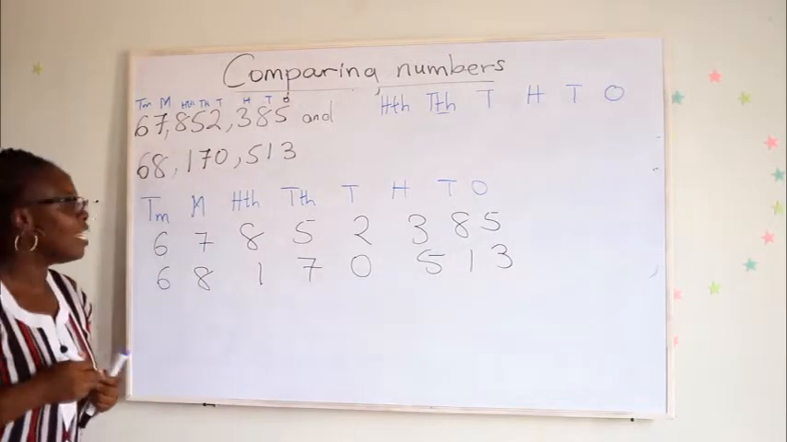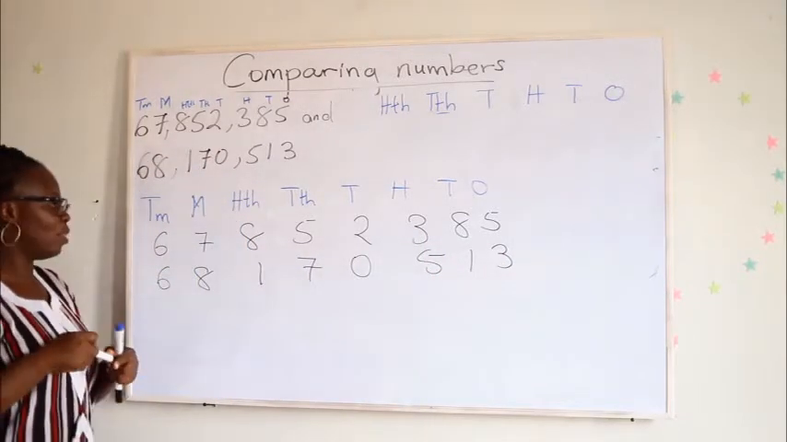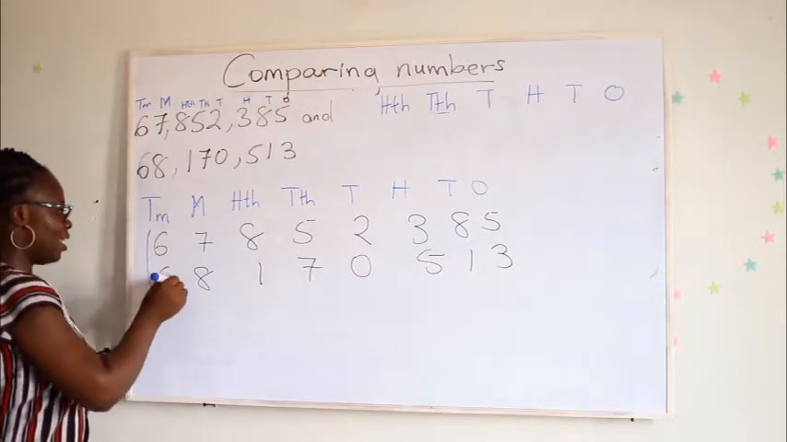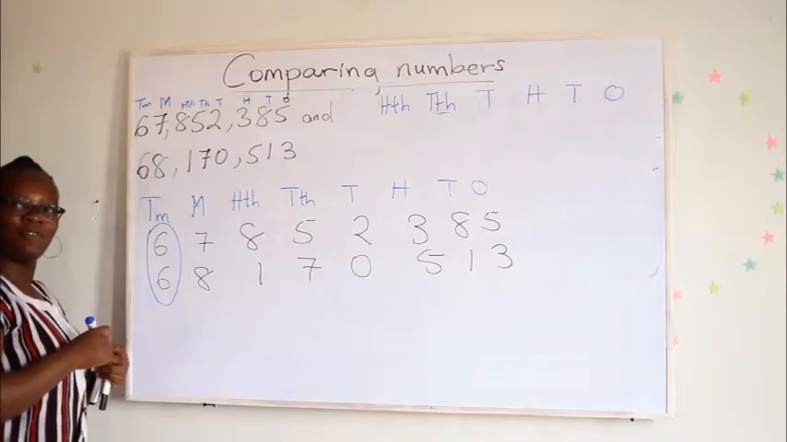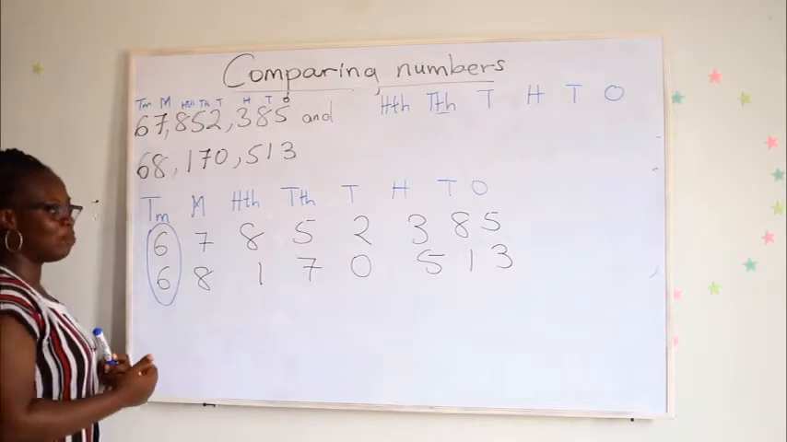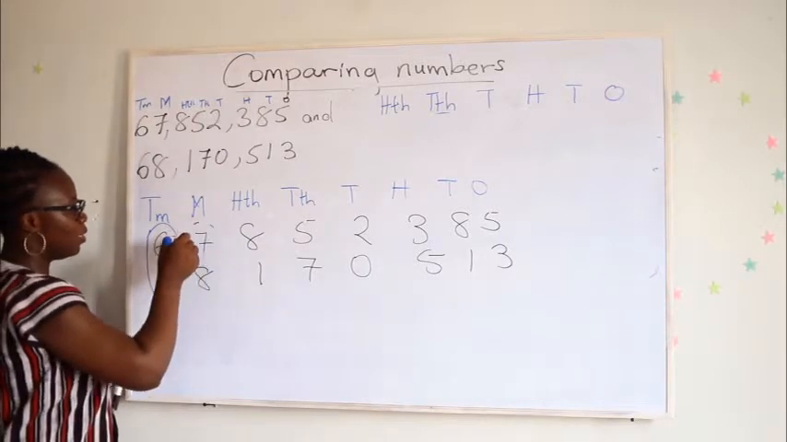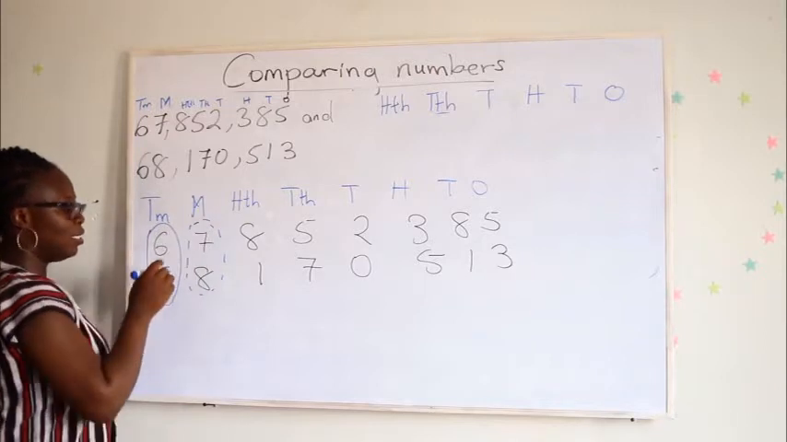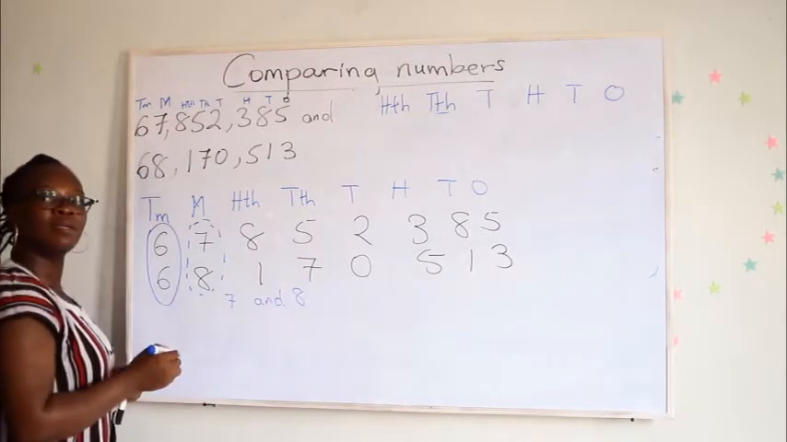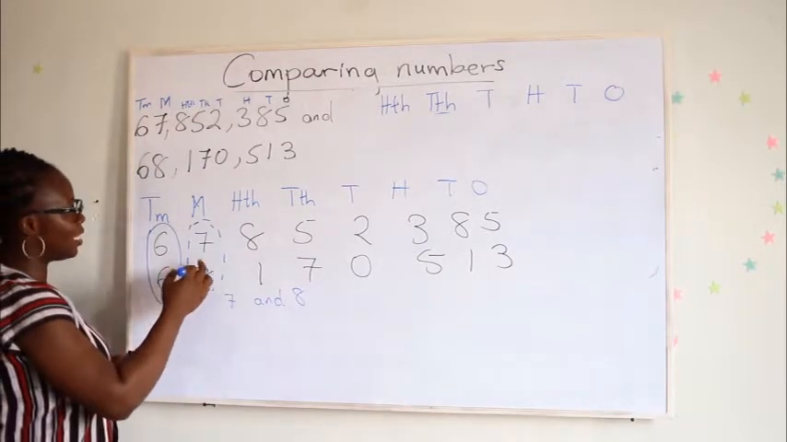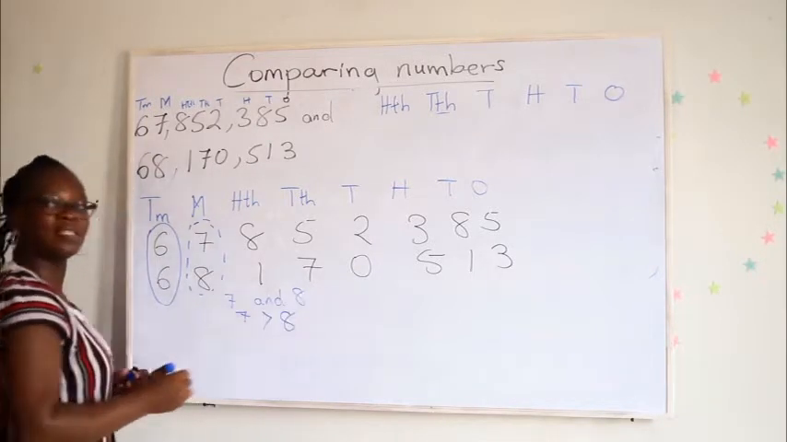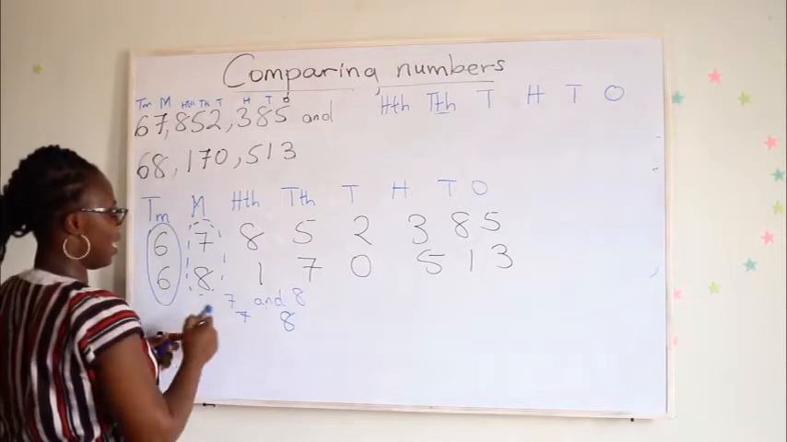So we have the same digits in here. We have the extreme left in this one, the numbers in here the same. If it is the same, let's go to the next digit to the right of the extreme left and check. One of them was 7 and the other 8. So if you compare the two numbers, you realize that 7 is less than 8.